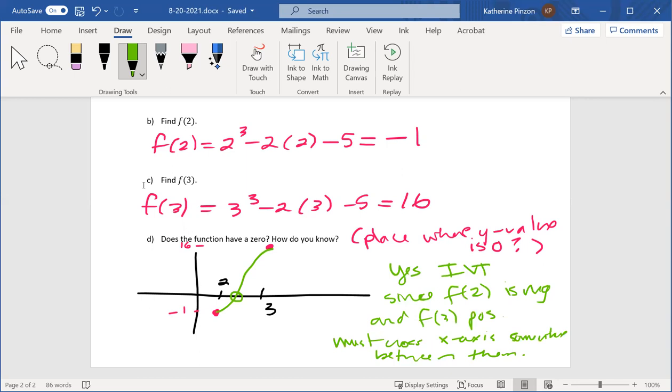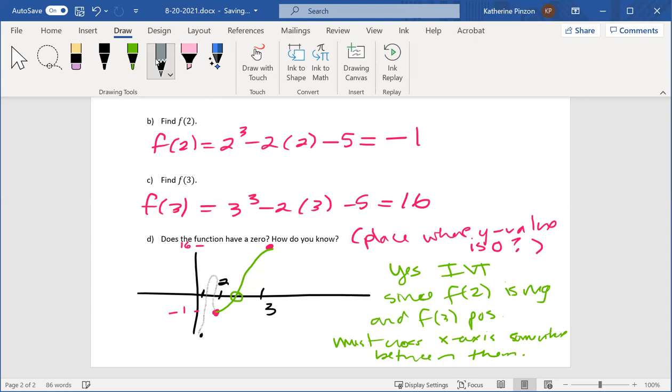Does the intermediate value theorem tell you that there aren't any other zeros? Could there be a zero between 1 and 2? So at x equals 1, the y value was negative. At x equals 2, the y value was negative. Does that mean that there aren't any zeros between 1 and 2? It doesn't, right? Because the function could do this.